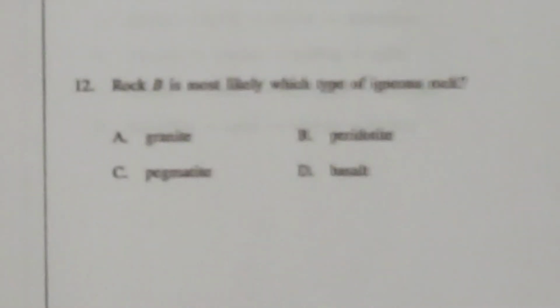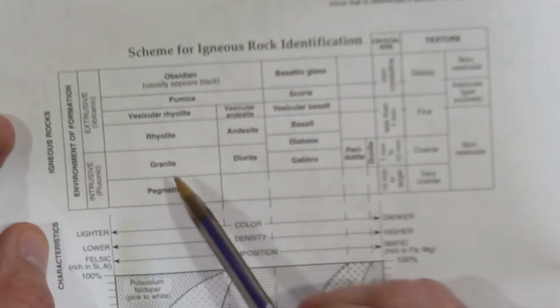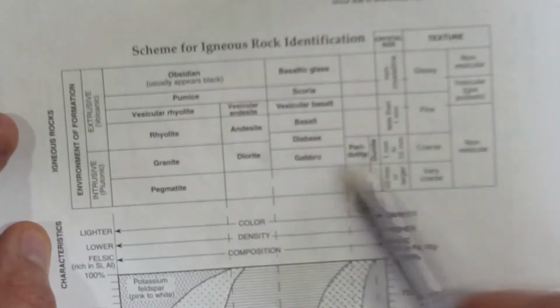Rock B is most likely which type of igneous rock? Rock B is formed on the outside. It's an extrusive igneous rock. Looking at the reference table, we'll find that of the choices here, only one type is an extrusive igneous rock. That would be basalt. Granite, peridotite, and pegmatite are all intrusive.